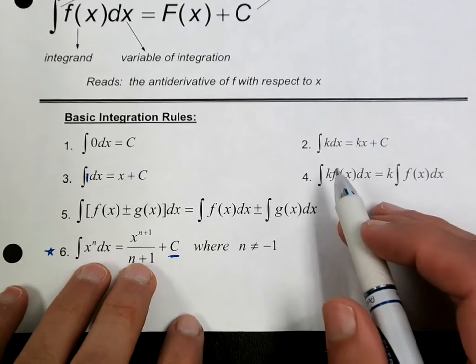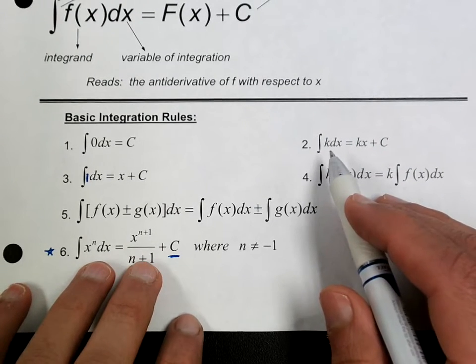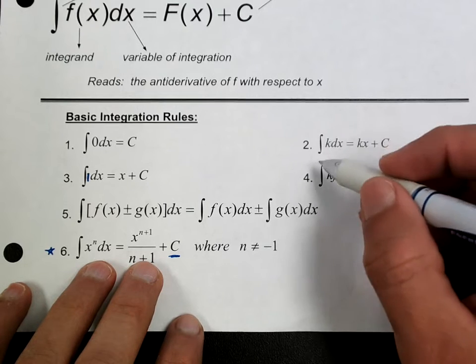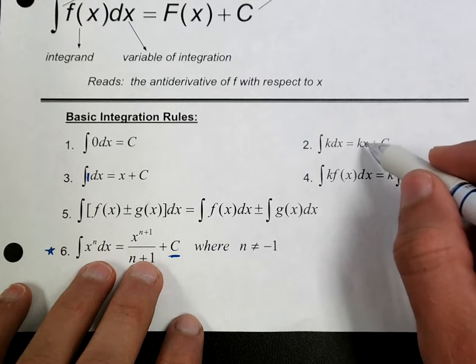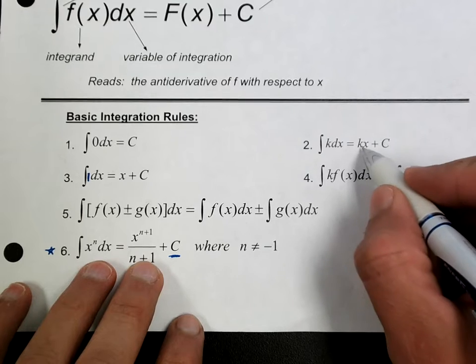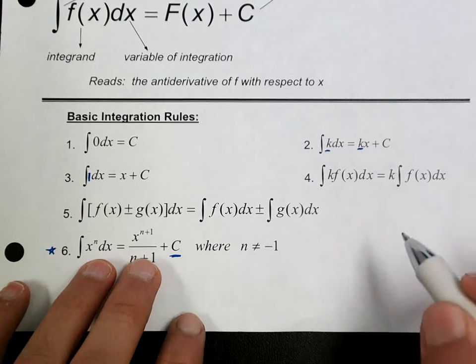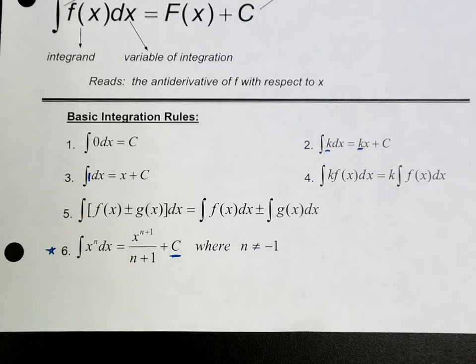Number 2, if you're integrating a constant, then your answer would be kx plus c, where k is that same constant you had here. You basically just add an x to it. So the antiderivative of 5, for example, would be 5x plus c.